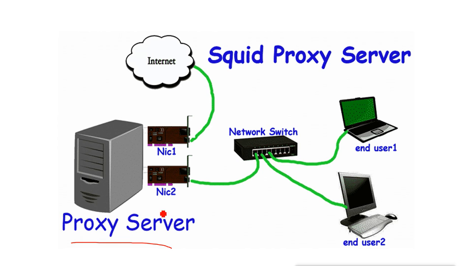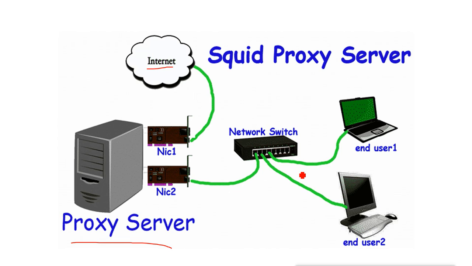But in offices, we want control, because this proxy can also work as a firewall. It is also called an application layer firewall. It will filter all the traffic going to the internet and secure your internal network. So we can use it in an organization to secure our internal network from the outside internet, and also to filter and manage the traffic.